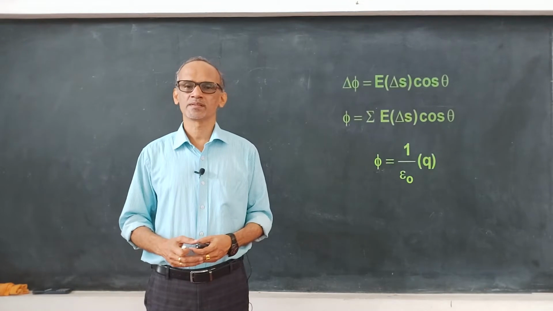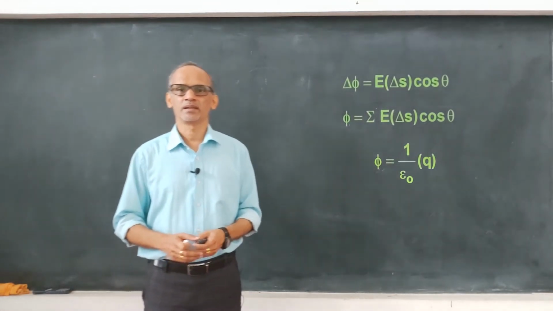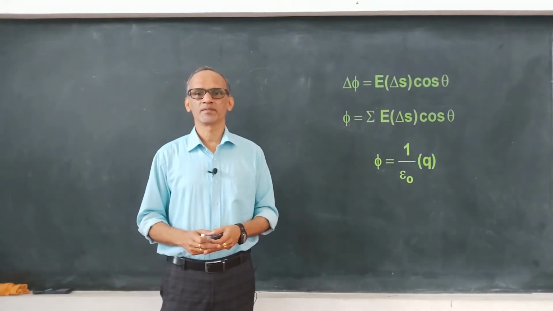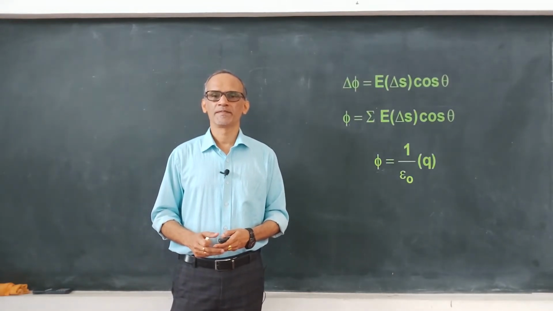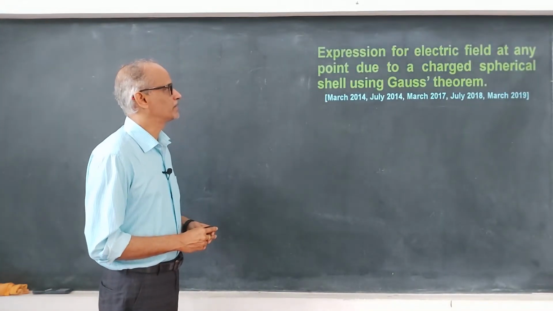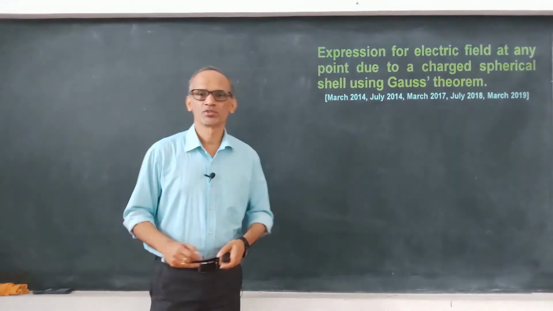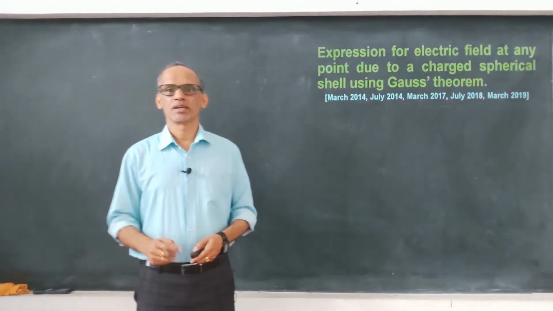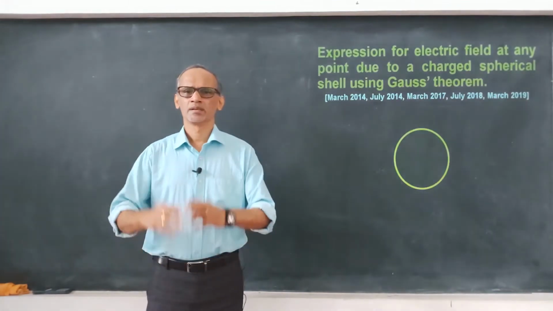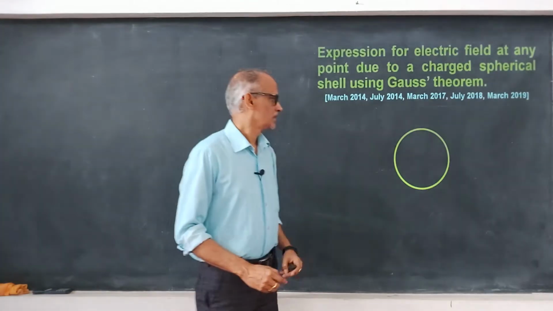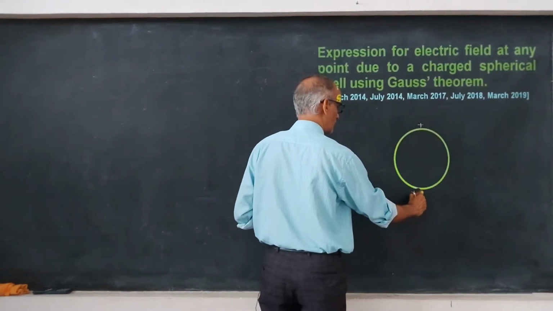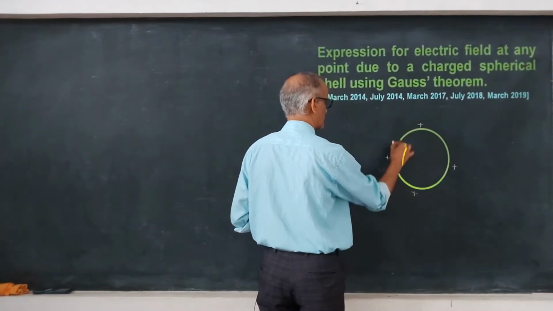Based on this Gauss theorem, we have three important applications. There are many applications, but in our syllabus we are going to derive expressions for the electric field due to different shapes of charged conductors. The first one is the expression for electric field at any point due to a charged spherical shell. Shell means it is hollow, it is a sphere. So, this is the sphere and it is hollow. Since it is charged, the charges are uniformly distributed over the surface like this.